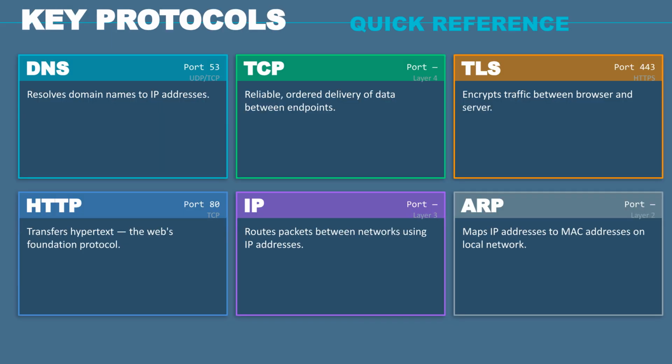Here is a quick reference for the key protocols involved. DNS resolves domain names. TCP provides reliable, ordered delivery of data. TLS encrypts traffic. HTTP transfers hypertext. IP routes packets. And ARP maps IP addresses to MAC addresses on a local network.